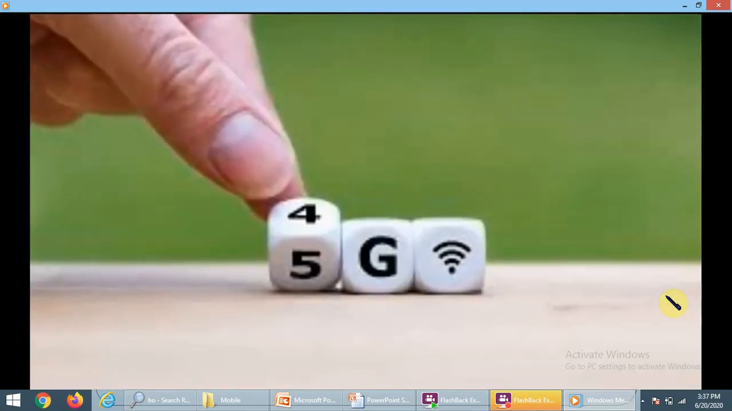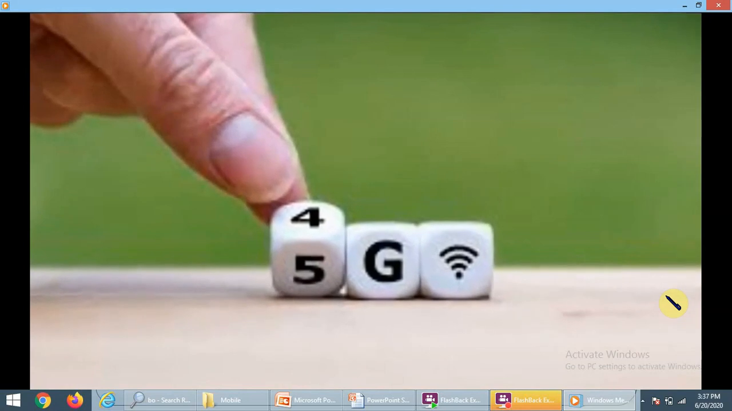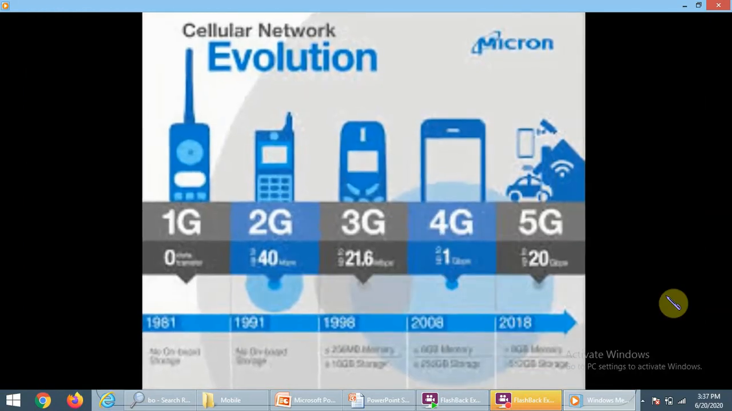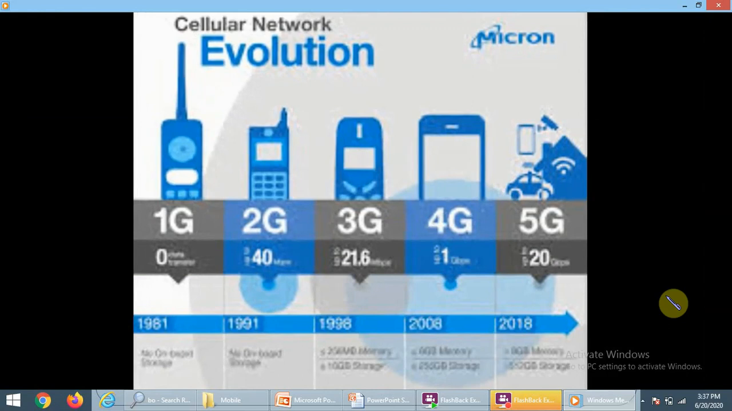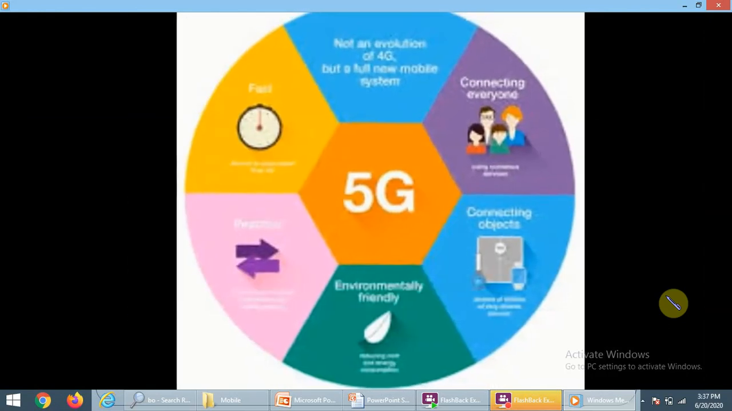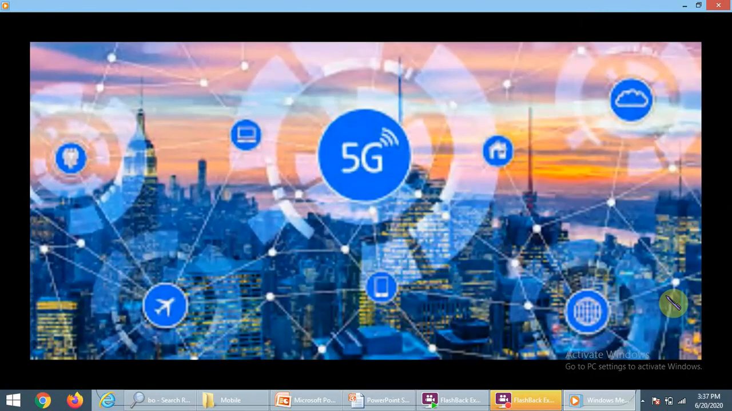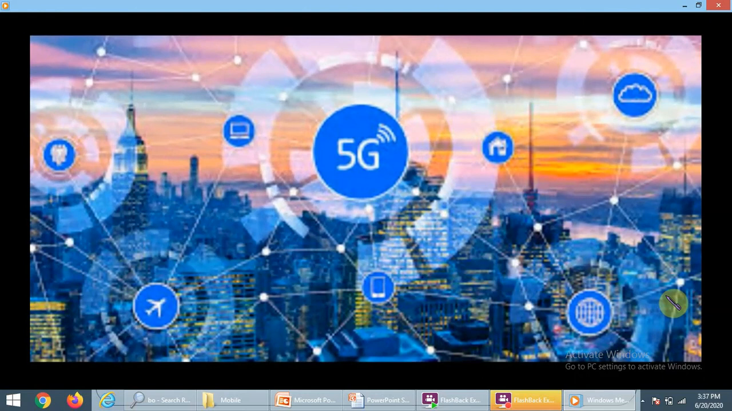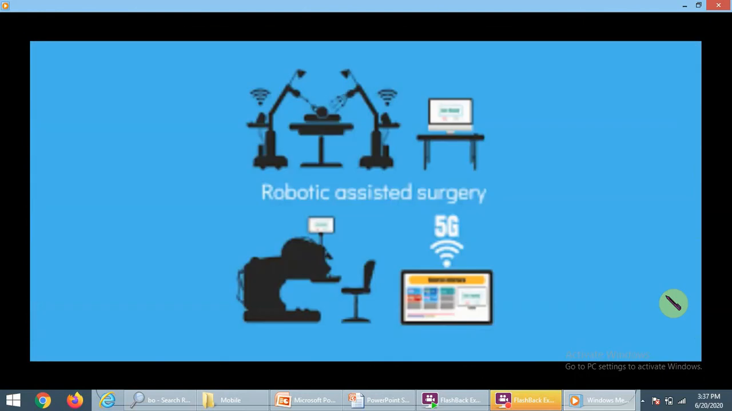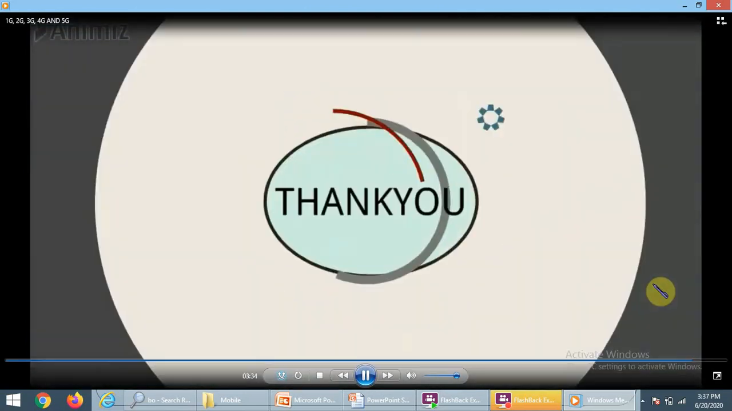5G is the fifth generation mobile network. It is a new global wireless standard after 1G, 2G, 3G, and 4G networks. 5G enables a new kind of network that is designed to connect virtually everyone and everything together, including machines, objects, and devices.